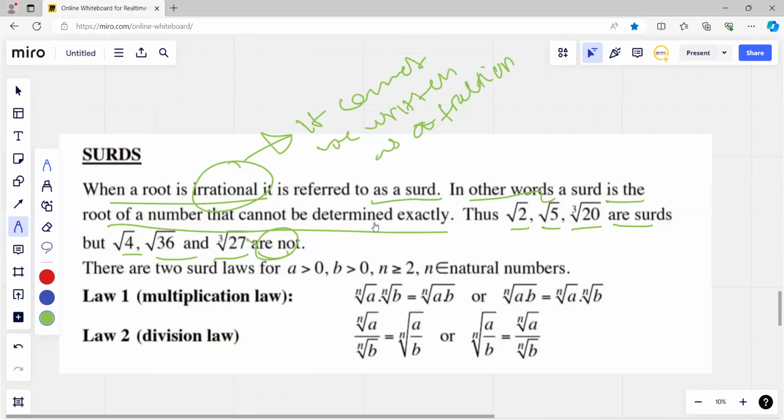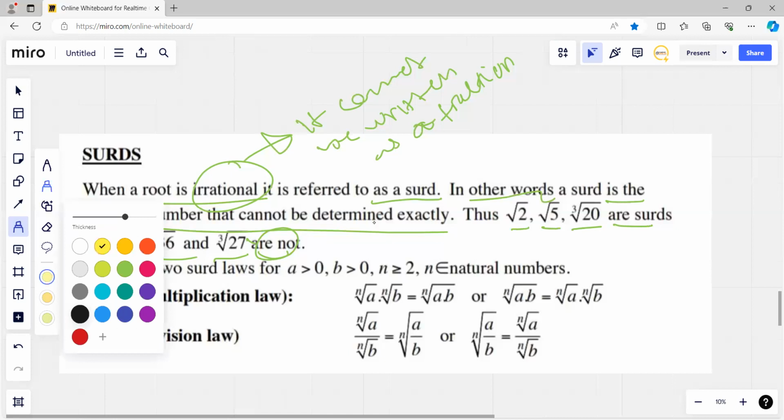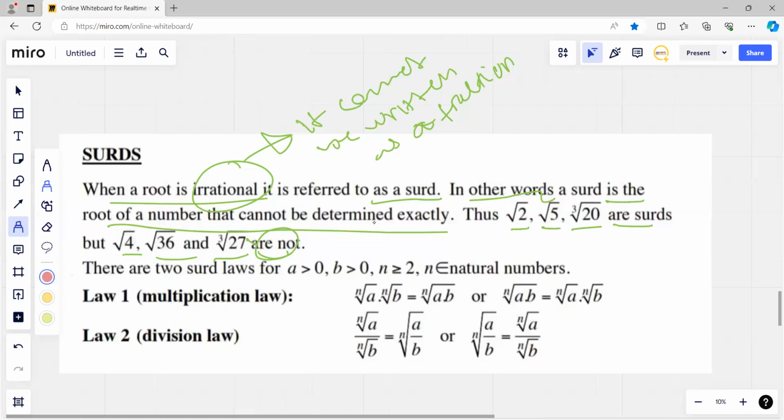Then there are, as I highlight, I never used a highlighter, but let me try to highlight. This is very, very much important. There are two set laws, for A which is positive, for B which is positive, for n that is greater than or equal to 2, for n which is an element of natural numbers.